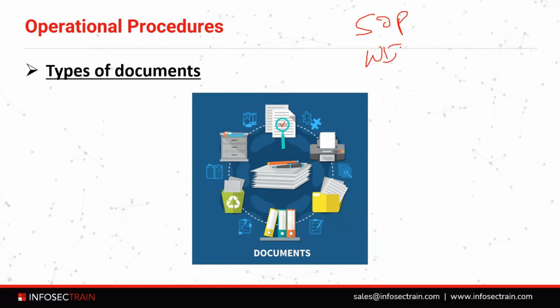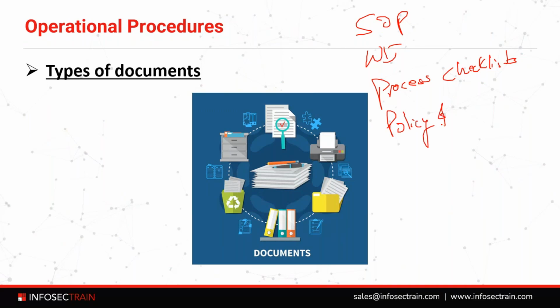Then we have work instructions. Now, what can be work instructions? Detailed guidance for a specific task within a process. It includes visuals or screenshots. It's more granular than SOPs. Then process checklist. A bullet point list to track task completion. It is useful for audits, onboarding, and daily operations.